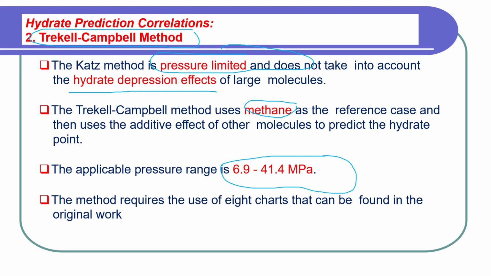The method requires the use of 8 different charts that can also be found in the GPSA book, I guess, but I'm not going to present any of these charts. You need to know that the Trebble-Campbell method deals with situations where you have large molecules and takes into consideration these large molecules that may contribute to the hydrate depression effects. It can accommodate a larger range of pressure, between 7 and 41 megapascal. Meanwhile, the Katz method mainly operates at a pressure of approximately 7 megapascal only.